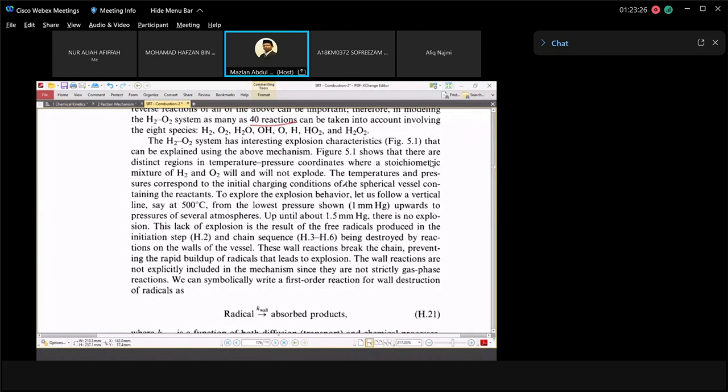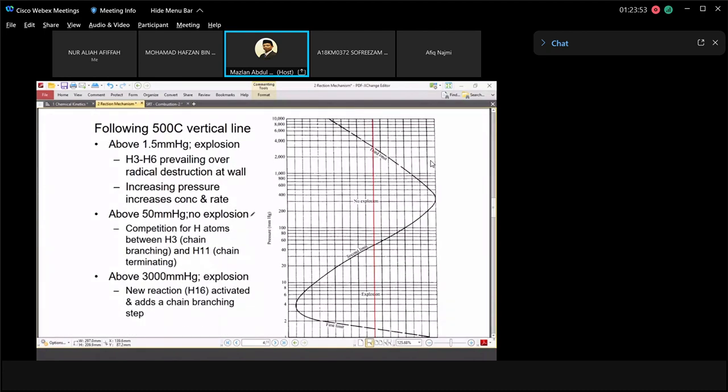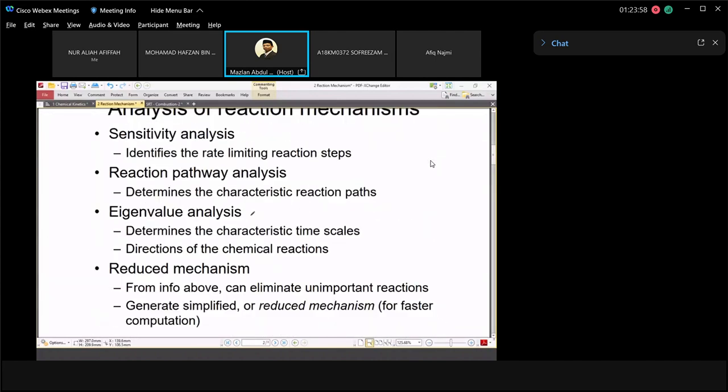Figure 5.1 shows that there are distinct regions in temperature pressure coordinates where a stoichiometric mixture will and will not explode. The temperature and pressure correspond to the initial charging condition of the spherical vessel containing reactant. To explore explosion behavior, let's follow a vertical line, say 500 degrees Celsius. Let me go to this. Do you see this? Explosion limit of H2O2.